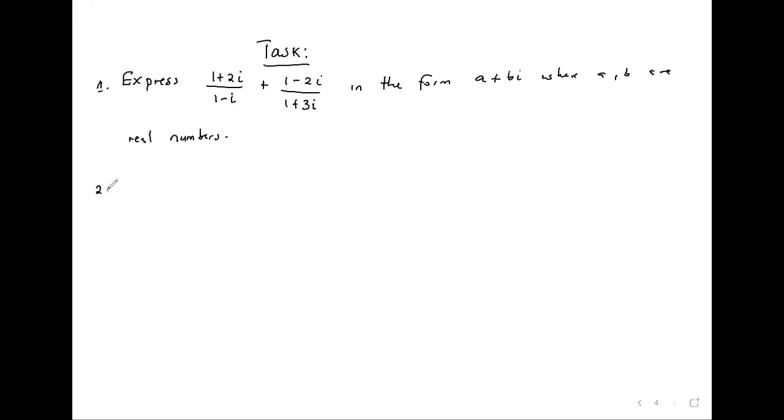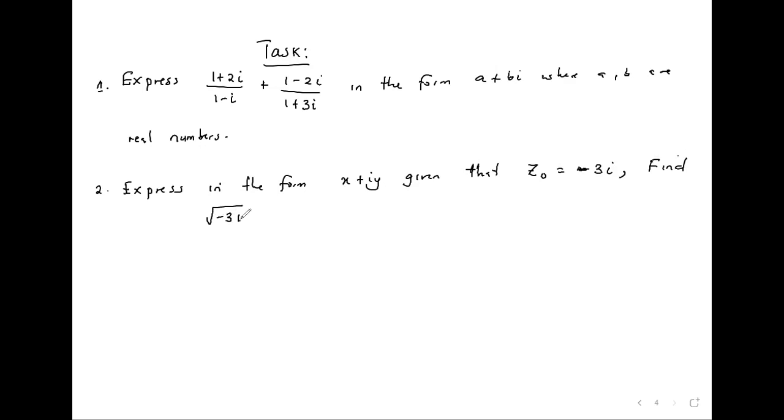This is 1, and then 2, express in the form x plus iy given that z naught is equal to negative 3i. Find the root of negative 3i.